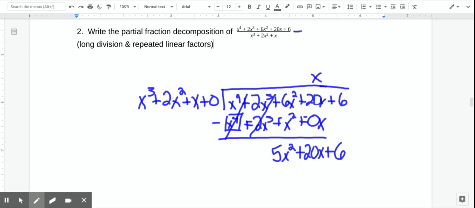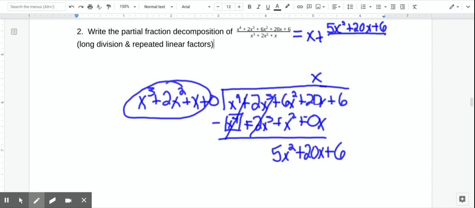So when we did this division, we ended up with x plus, and then we have 5x squared plus 20x plus 6 over this thing that we divided by. I'm going to go ahead and factor that. That factors into x times x plus 1 squared. Okay, so that's what this looks like with long division.